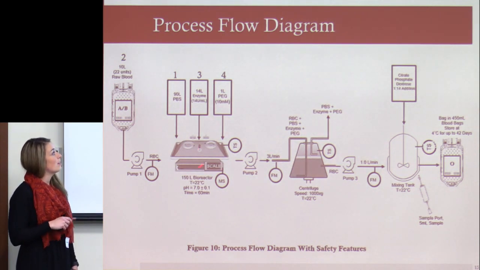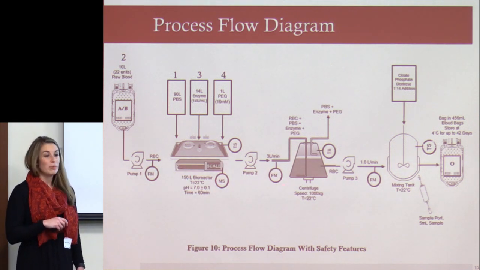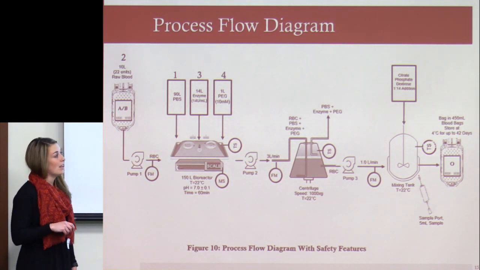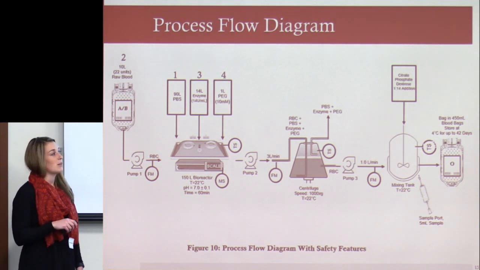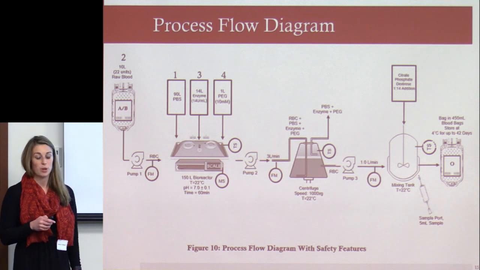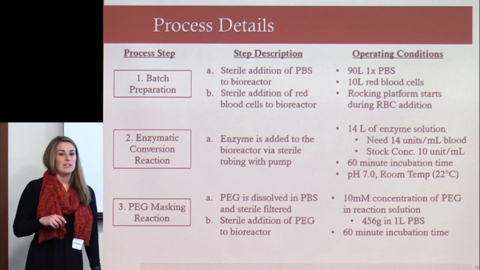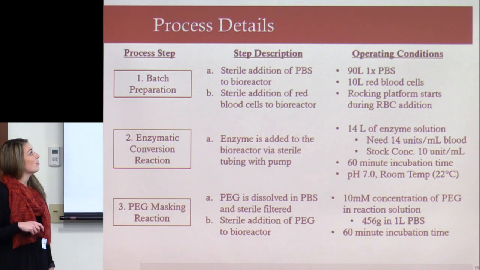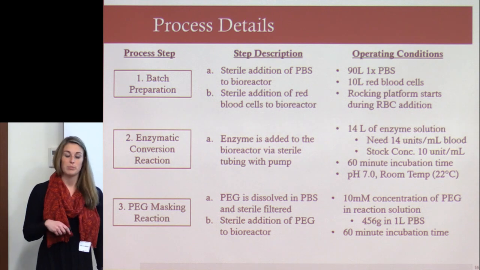So we start with the reaction inside the wave bioreactor. The separation process happens in the centrifuge, and then the blood preparation and testing happens in the mixing tank before it's finally bagged as a product. So we have this process broken down into 6 major steps. The first 3 are detailed here. These are for the reaction itself, so the actual conversion of the blood.